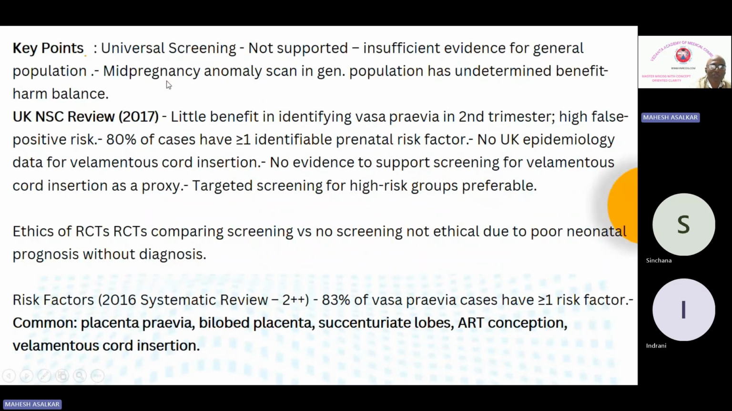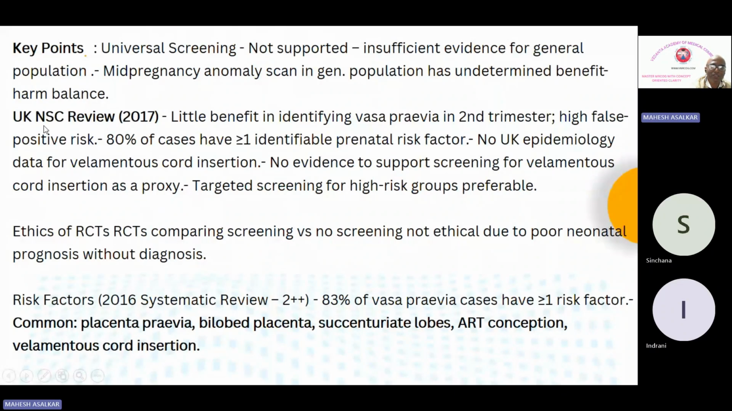So what are the key points? Universal screening: these are the modalities which are available up till now, but should we screen all patients? What do the guidelines say? Universal screening is not supported. There is insufficient evidence for the general population. Mid-pregnancy anomaly scan in the general population has an undetermined benefit to harm balance. So the whole population is not to be screened for this.